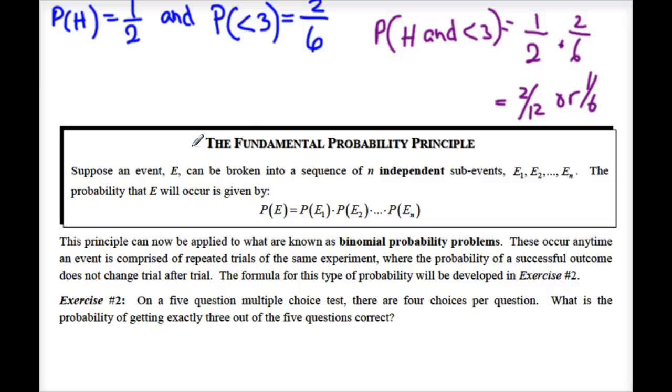So now, what am I talking about? So let's take a look here at exercise 2. I'm going to get some space.